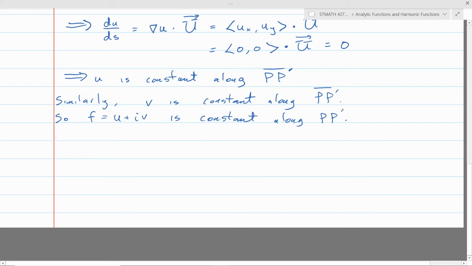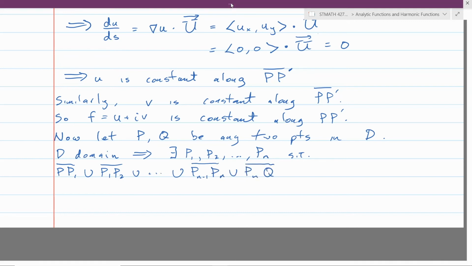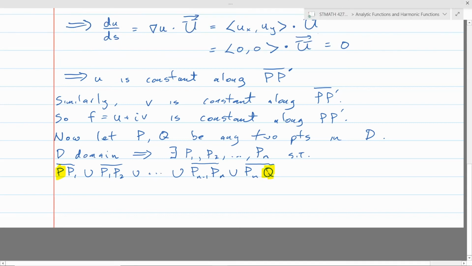Now, to put the final touches on this proof, let p and q be any 2 points in our domain D. D is a domain, so we know there's this polygonal line that connects p to q. So we know there exist these points. Let's say, let me call them p1, p2, I don't know, maybe there's n of them, up to pn, such that this polygonal line, the union of the segment p p1, the segment p1 p2, all the way up to the segment pn minus 1 pn, and the segment pn q. So this is the polygonal line that runs from p to q, like I drew at the very top of the page earlier. And all that stays inside of D.